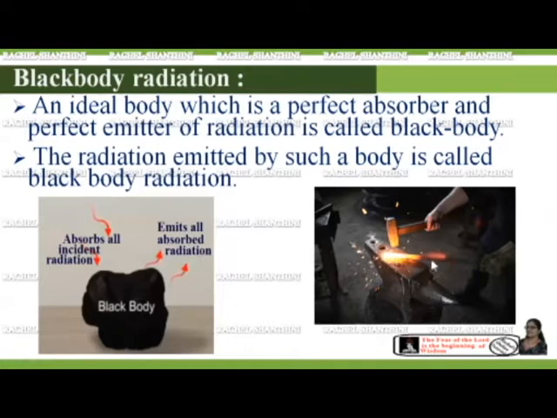If an iron rod is heated, it becomes dull red first. If we further increase the heating, it becomes more and more red. If you still go on heating, it becomes yellow and then white and finally it becomes blue. This means the frequency of the emitted radiation goes from lower to higher frequency. The red color indicates the lower frequency and the blue color indicates the higher frequency.